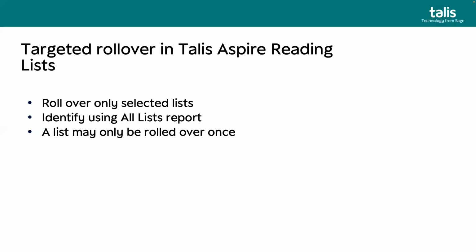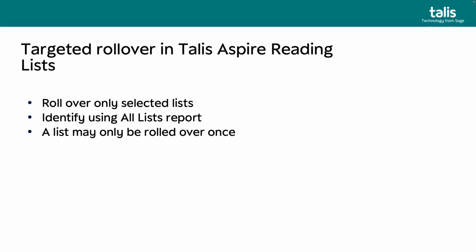And just a reminder on this slide, you can only roll a list over once. So one of the concerns that people have about targeted rollover is, well, if I'm selecting specific lists to roll over at a certain time, how can I make sure I don't accidentally roll them over again? And the answer is you can't, because the system will only allow you to roll over any given list once. So there's no danger of you accidentally rolling over the same items multiple times. So that is your alternative to the bulk rollover process. I am monitoring the chat, by the way, but I can't see that anything has come in yet.